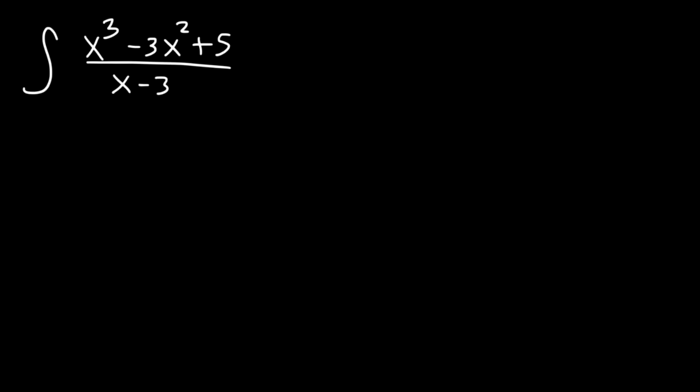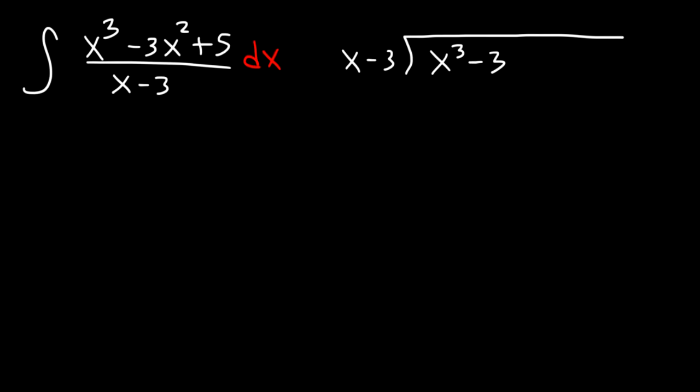Here's another one that you can try. Find the antiderivative of x cubed minus 3x squared plus 5 over x minus 3. So once again, we're going to use long division. So let's not forget about the 0x.